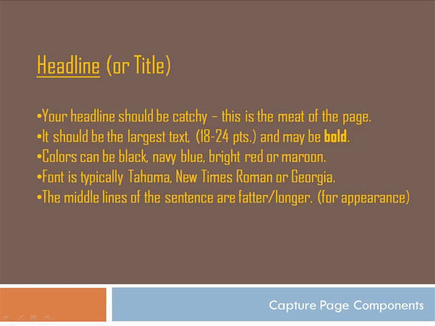Next, we are going to be creating a headline. This is the meat of the page. It should be catchy, it should be powerful, it's going to be large, the text is going to be large, it could be bold. I like making it bold. And the colors could either be black, navy blue, bright red, or maroon. Something that stands out. The middle sentences are usually a little bit wider or longer, and that's just for appearance. I will show you when we get there.